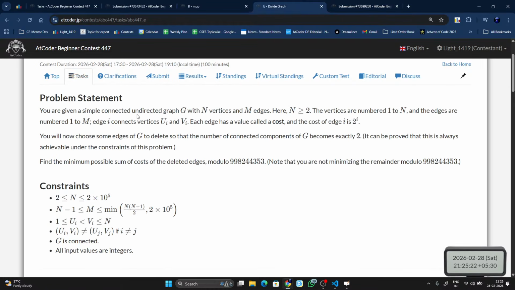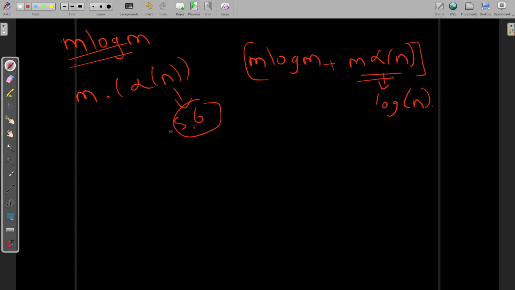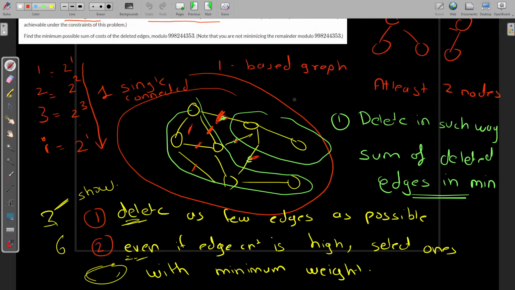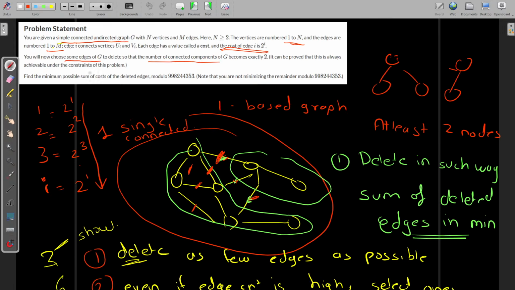What you can do is go through the problem step by step. If you check this first slide over here, you can see that I was going through the problem and highlighting all the important parts. What type of graph it is, how many nodes are there, is it zero based or one based, what is the cost of each edge. There are some more important facts in this statement. We have to choose some edges of G to delete, and then the number of connected components of G should become exactly 2. These are the important things which you have to note down.